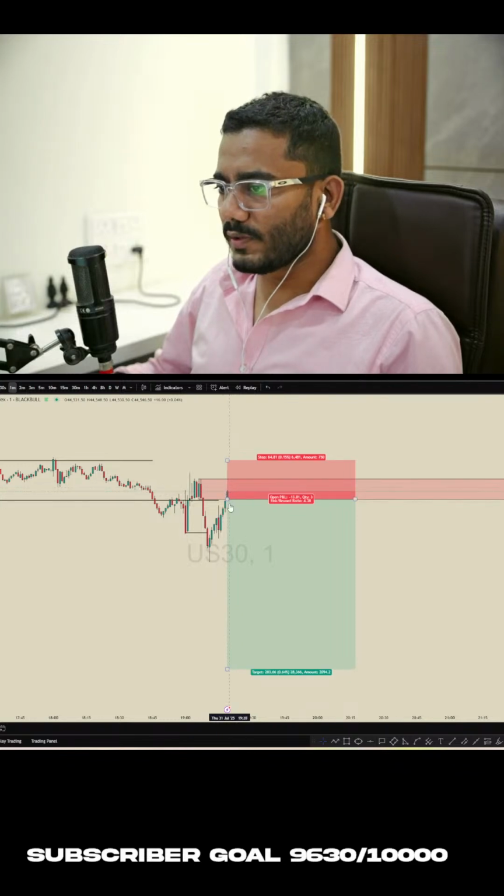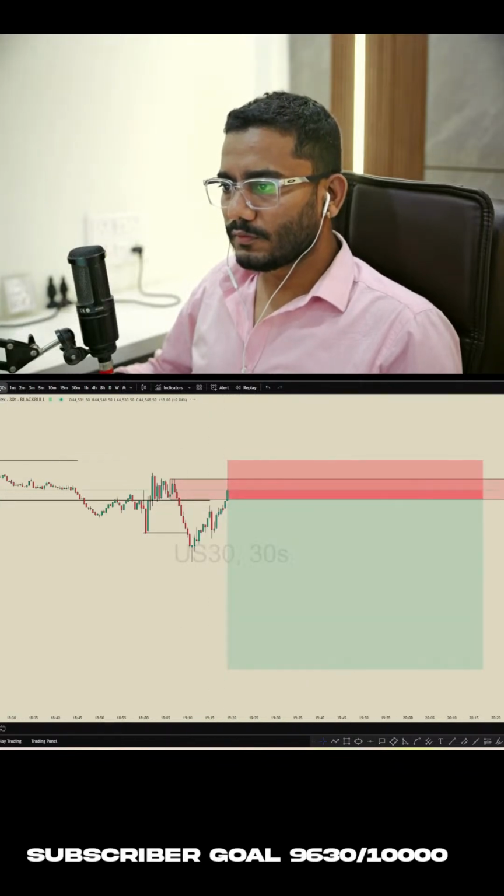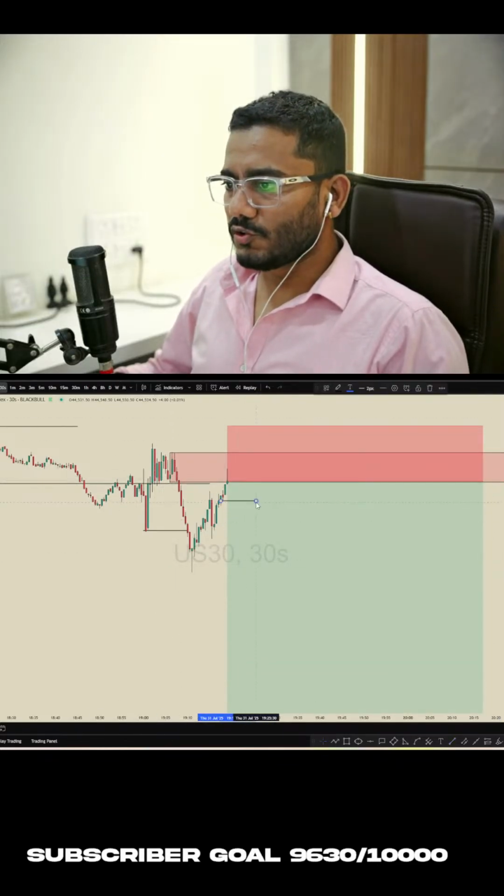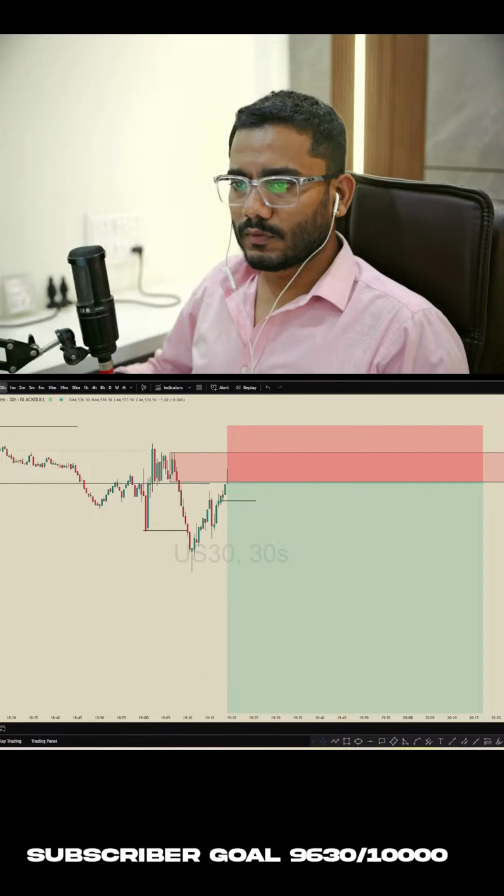We want price to close below this area. It should go below this low.